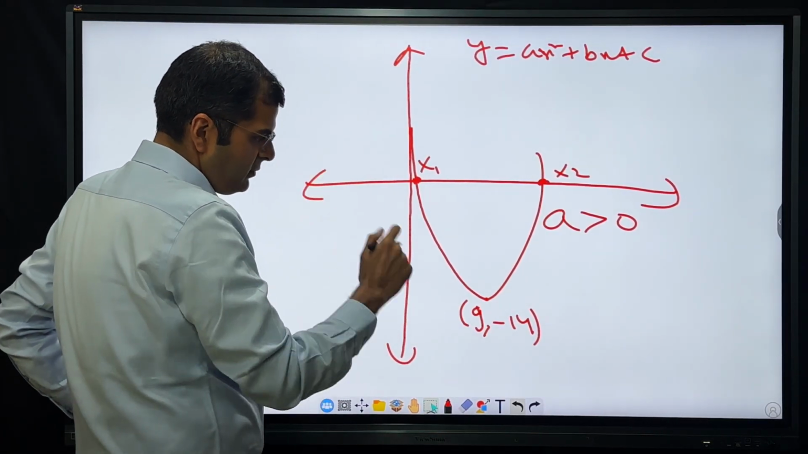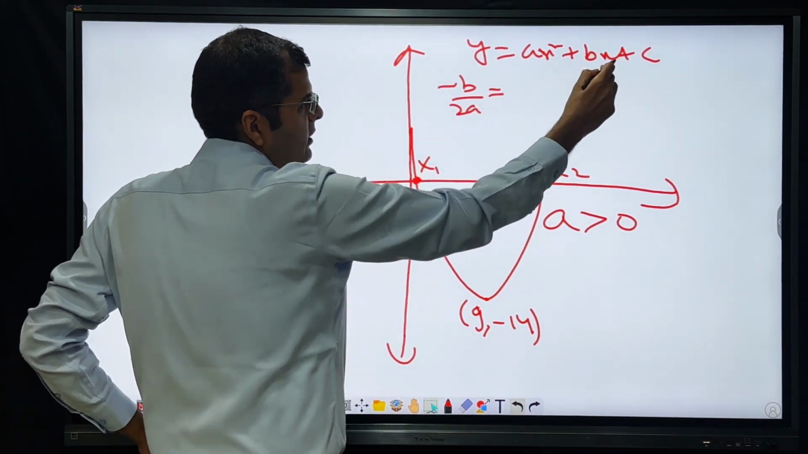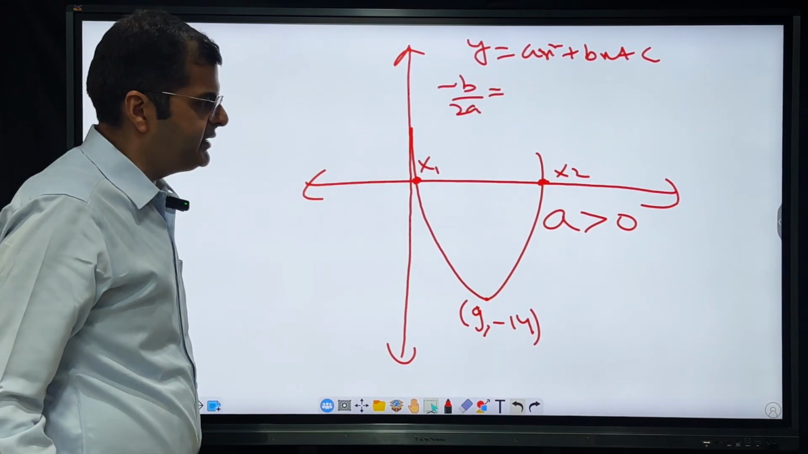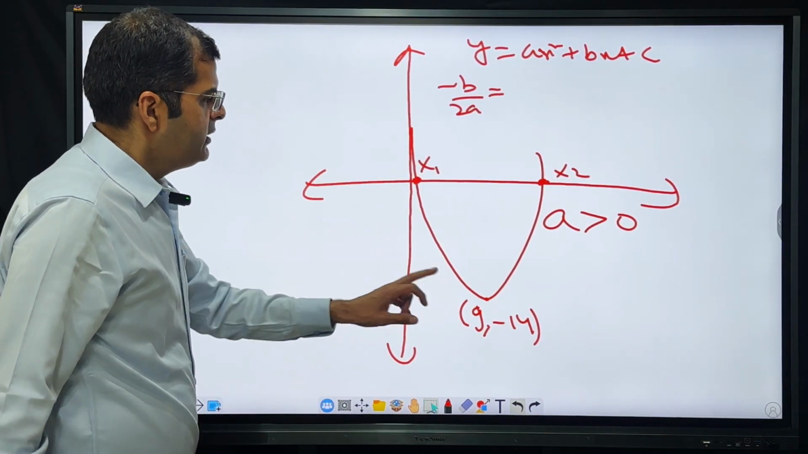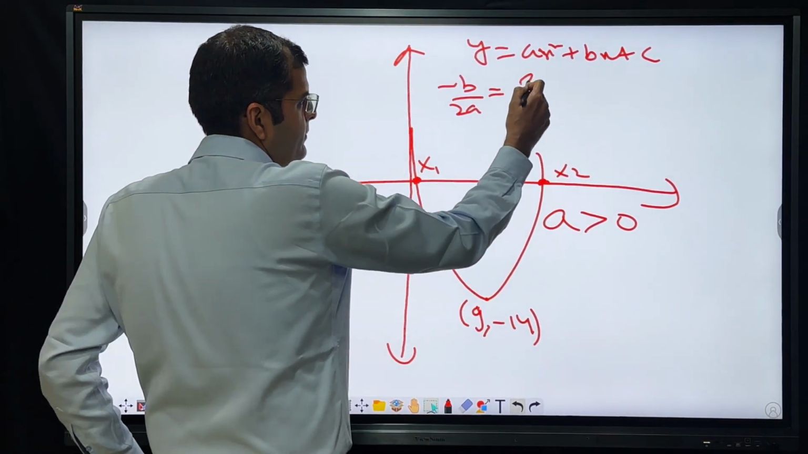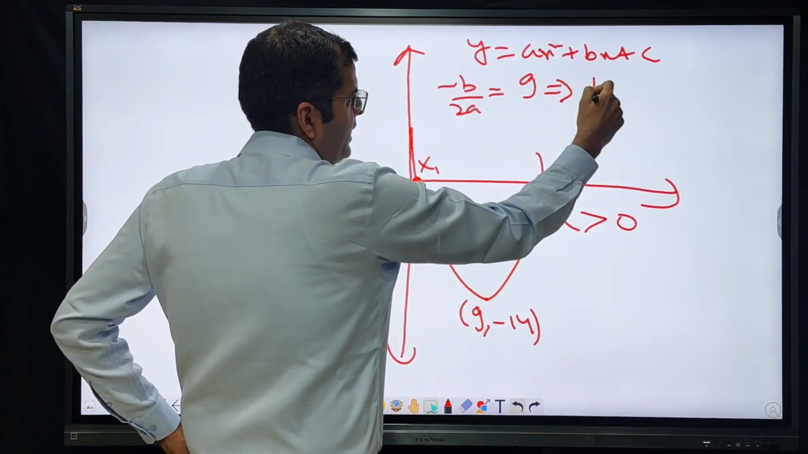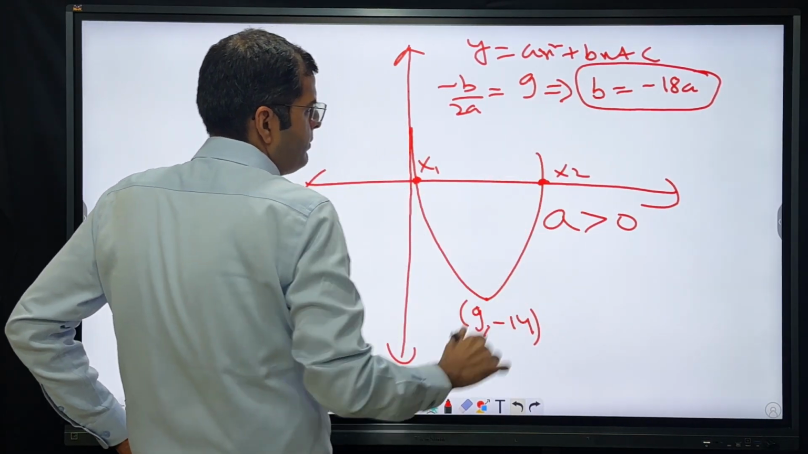Now, this point 9 is minus b by 2a. If the parabola is y equal to ax square plus bx plus c, the vertex at the bottom has to be minus b by 2a, the x coordinate. So minus b by 2a has to be equal to 9. So from here I conclude that b is equal to minus 18a. So I know b now.